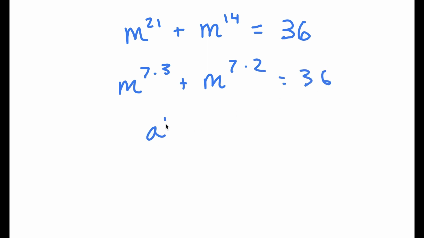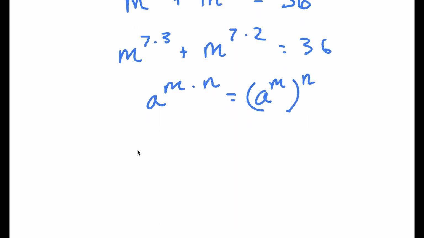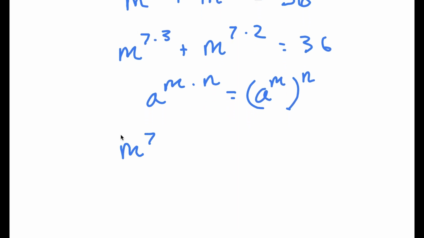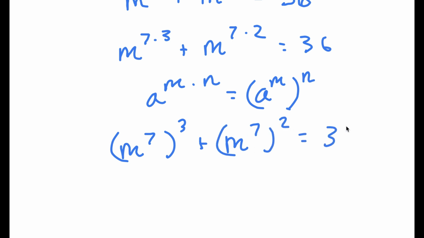So if I have something in the form a to the power of m times n, this is equal to a to the power of m, to the power of n. So m to the power of 7 times 3, that's m to the power of 7 to the power of 3, and m to the power of 7 times 2, that's m to the power of 7 to the power of 2, is equal to 36.